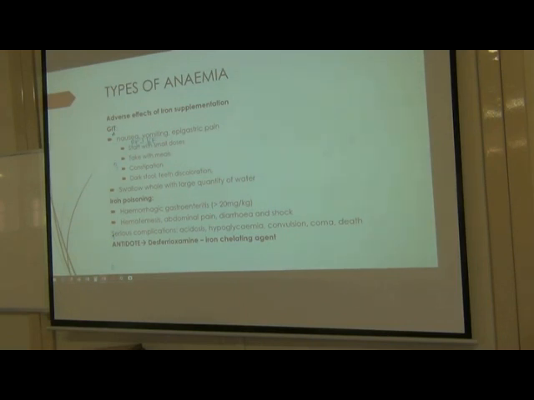So I already mentioned some of the adverse effects of iron supplementation. The very common one is a GIT effect: nausea, vomiting, and epigastric pain. Constipation is another side effect of using iron supplements. Dark stool: patients complain that when they started iron supplements, the stool is darkened. It's not something to worry about. It's just the iron supplements causing that.